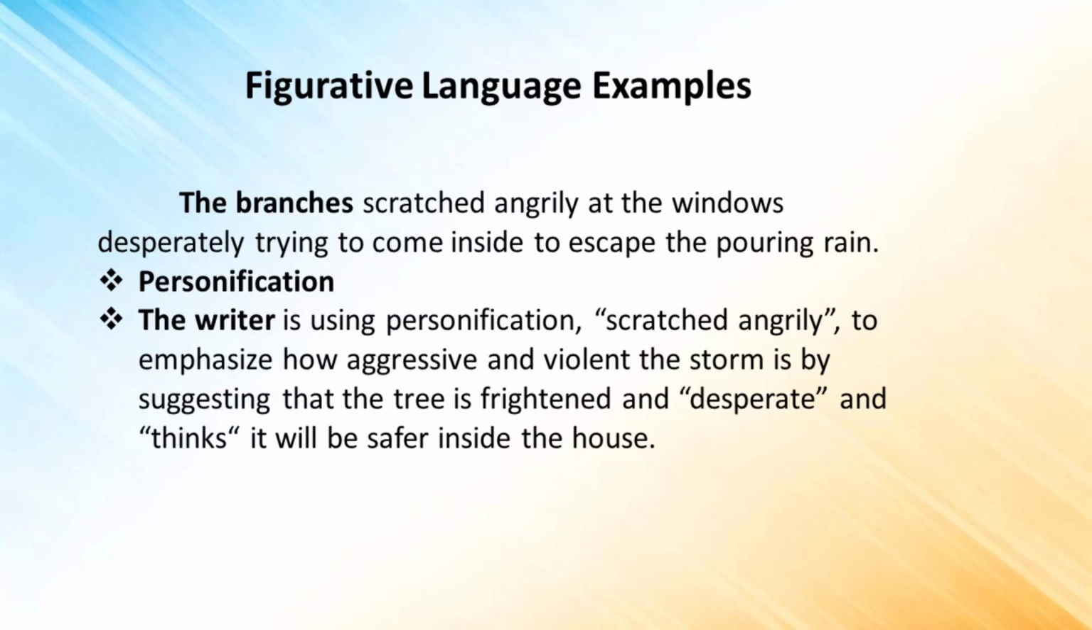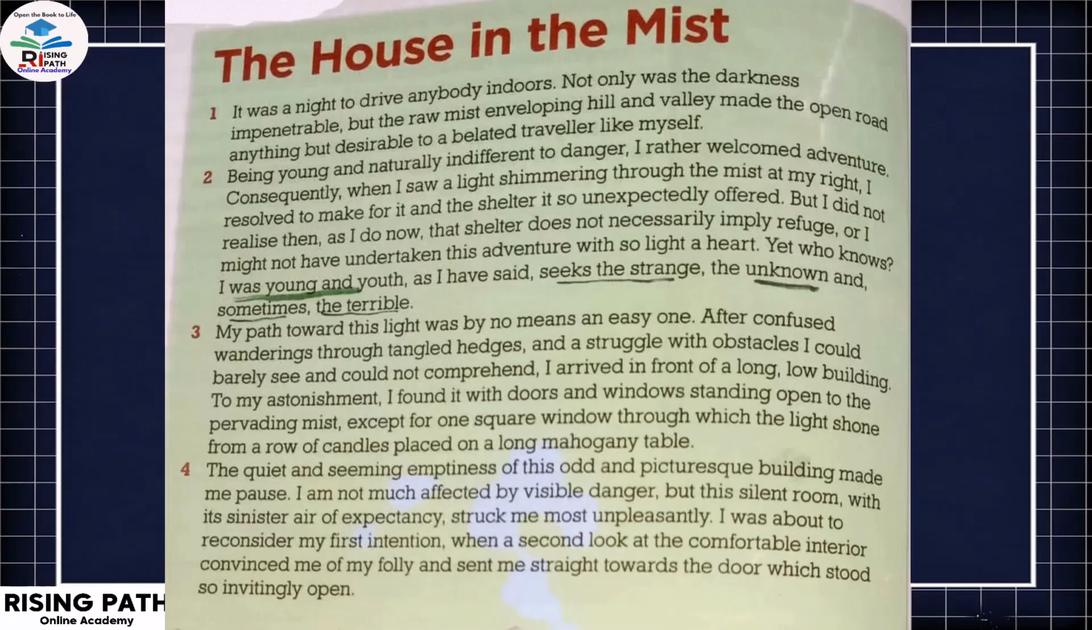So one possible answer can be: the writer is using personification, scratched angrily, to emphasize how aggressive and violent the storm is, and by suggesting that the tree is frightened and desperate and thinks it will be safer inside the house. So you have to underline the key words: scratched angrily, desperately, and to escape. So the effect answer is easier for you.